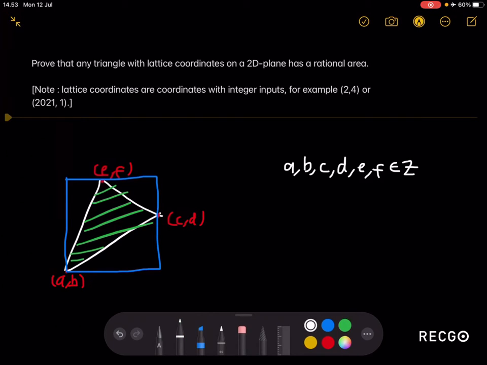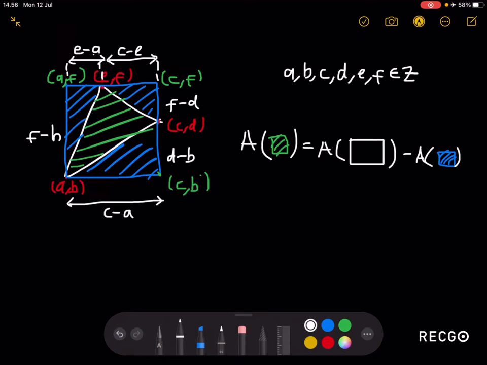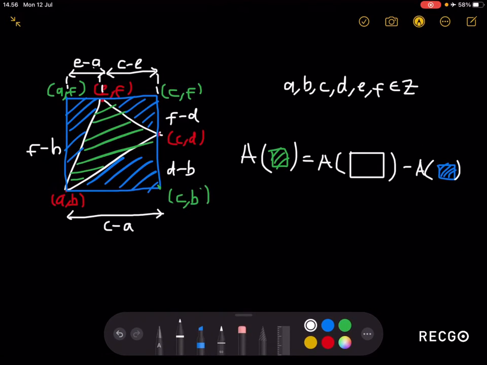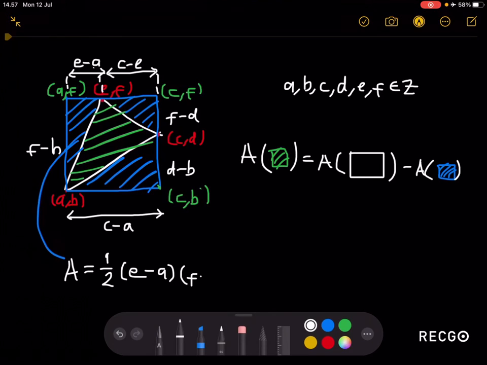Notice that we can calculate the area of our triangle by subtracting the areas of these three blue triangles from the area of the rectangle. Now, in order to save time, I've written some additional coordinates and some of the distances that we're going to need for our calculation. So first, let's calculate the blue triangles. Let's start off with this one on the left. Notice that the area will be a half times (e minus a) times (f minus h).